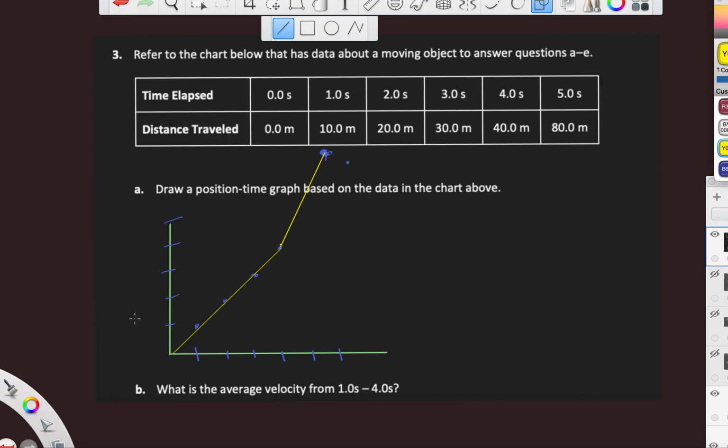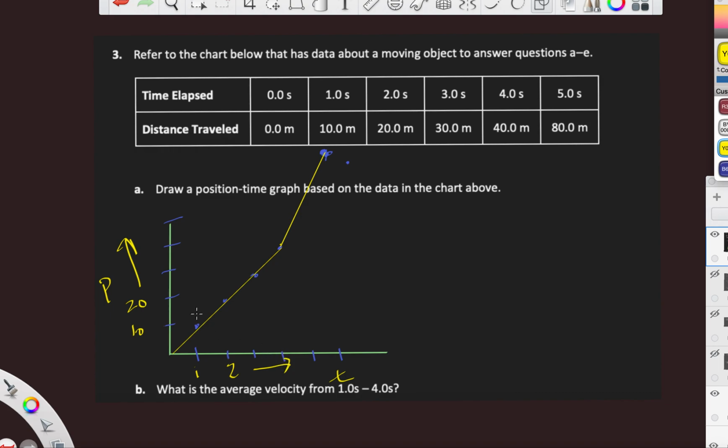And you'll do your best. You'll label it. If you don't label it, then I don't know what's going on. So 10, 20, etc. And then 1, 2, etc. Make sure this is position and this is time. Okay, just be able to label it like that, position and time, and show me the graph. Great.